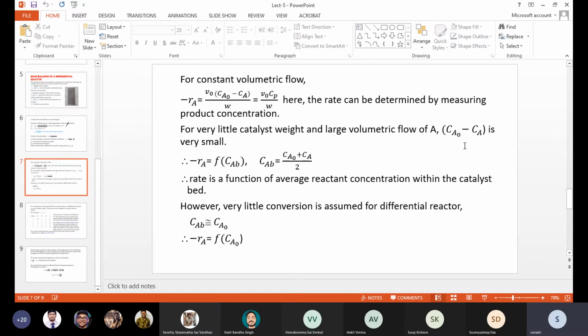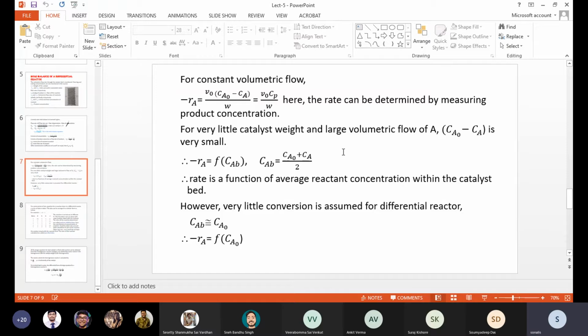Therefore, if they are almost equal, we can say that the rate of the reaction is dependent on the average of the concentrations of A at the inlet and outlet. So minus Ra is equal to a function of CAB. CAB is the average concentration at the inlet and outlet. CAB is equal to Ca0 plus Ca by 2. Therefore, rate is a function of average reactant concentration within the catalyst bed.